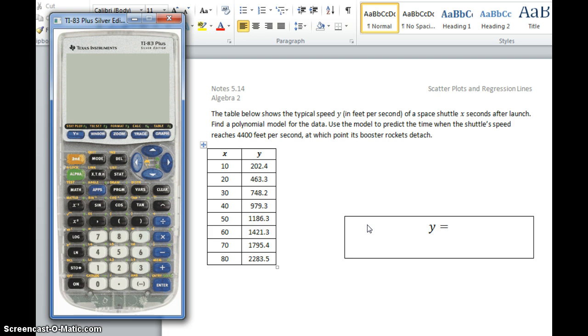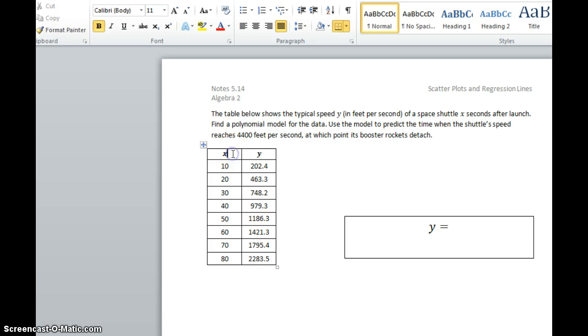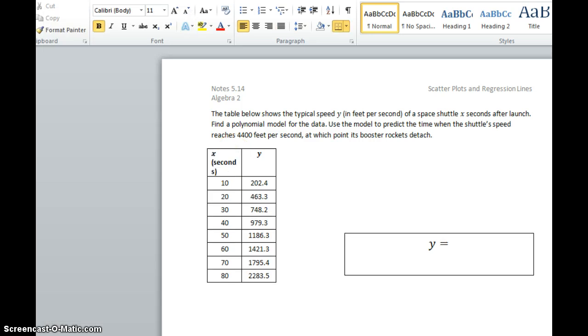Okay. The table below shows the typical speed, y, in feet per second, of a space shuttle x seconds after it's launched. And so x, as we look at this, is representing time in seconds. Should have resized the table a little bit, make it fit a little bit better. Y is going to be the speed, and that is feet per second. Okay, so let's spread this out a little bit, make it look nicer.